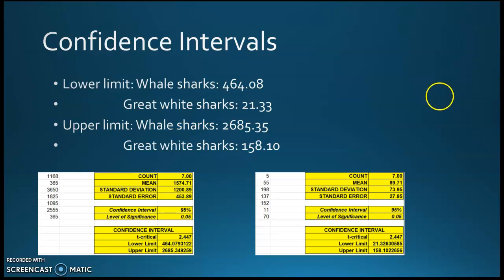But looking further, we can see that in my confidence intervals, I have whale sharks having a lower limit of 464.08 days over the great white shark having 21.33 days. An upper limit on the whale sharks ended up being 2,685.35 days, and the great white shark upper limit ended up being only 158.10 days. So in this data, you can see that things just aren't adding up between the two sharks. They definitely have different lifespans in captivity.